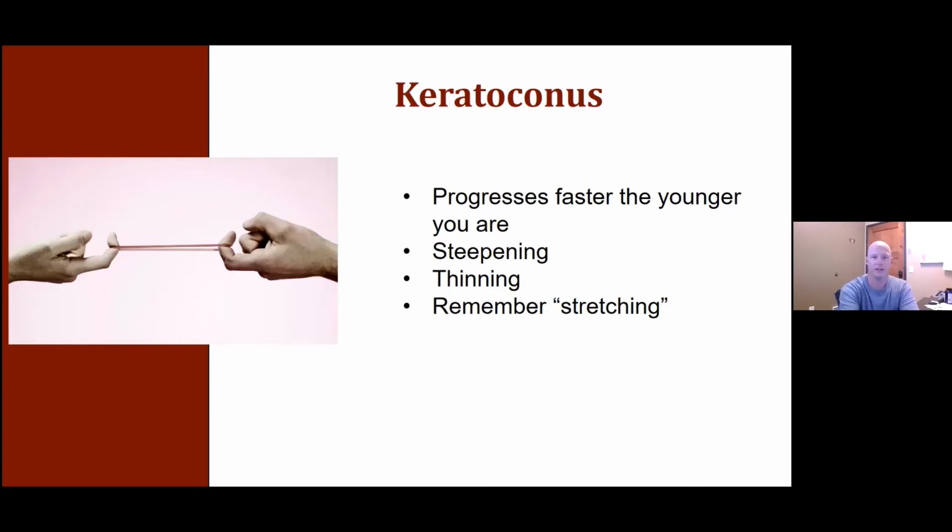So keratoconus is a progressive disease. Remember, we talked about that stretching, but it causes progressive steepening or more curvature to the cornea and thinning of that cornea. And remember, that cornea is pretty thin already. We talked about it being about the thickness of a credit card. The younger that you are when you develop keratoconus, the faster that it progresses. And we can kind of use that a little bit to our advantage in some of the treatments that are available, and we'll get into that a little bit later.